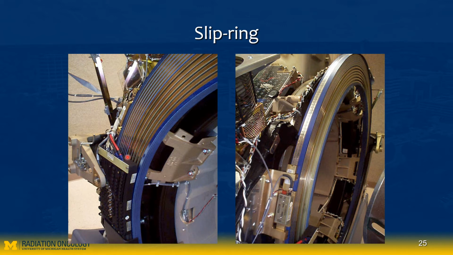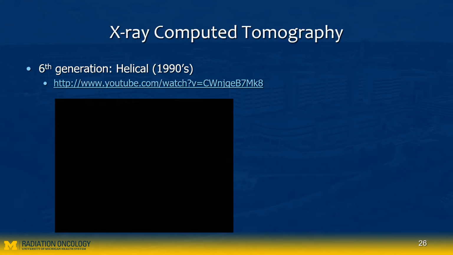Okay, so the ring is this. You see the ring, then you have this metal brush. As the gantry rotates, it continuously maintains the contact. So the CT scanner is basically brushing through this ring, which is a brilliant idea, and it allowed continuous rotation of the gantry.